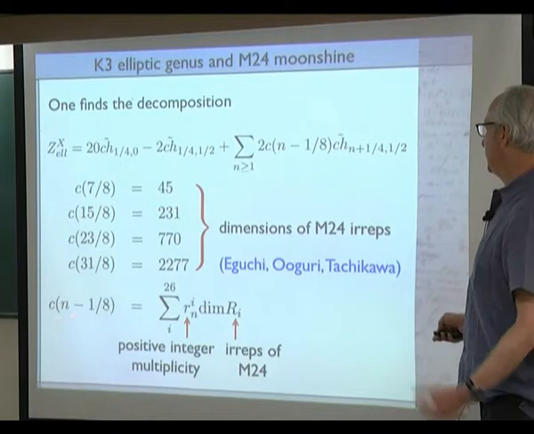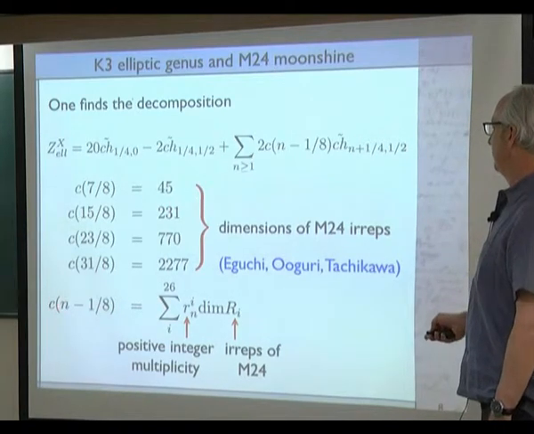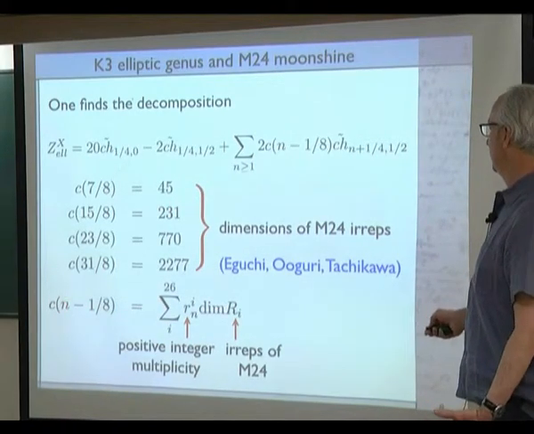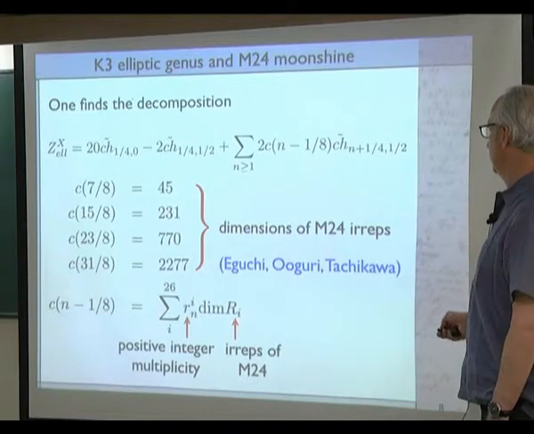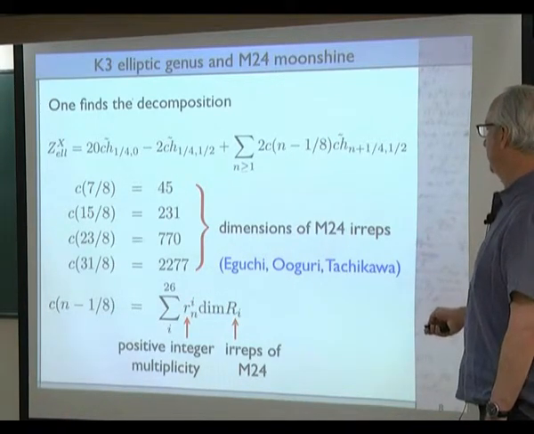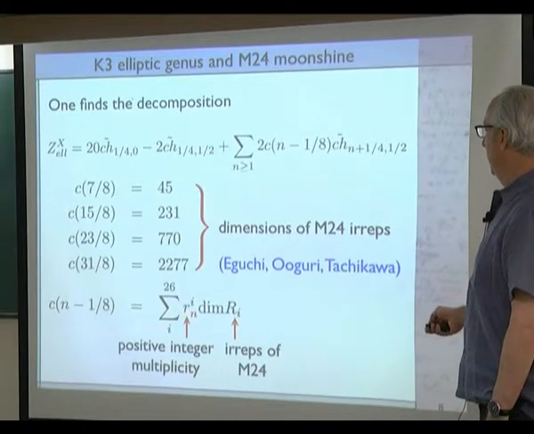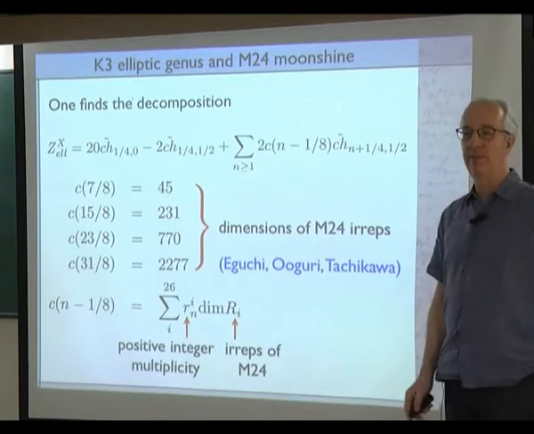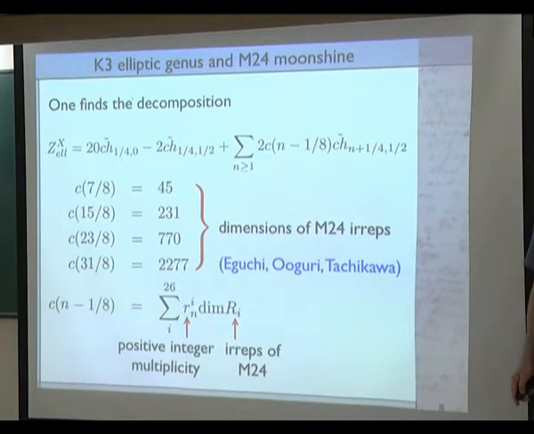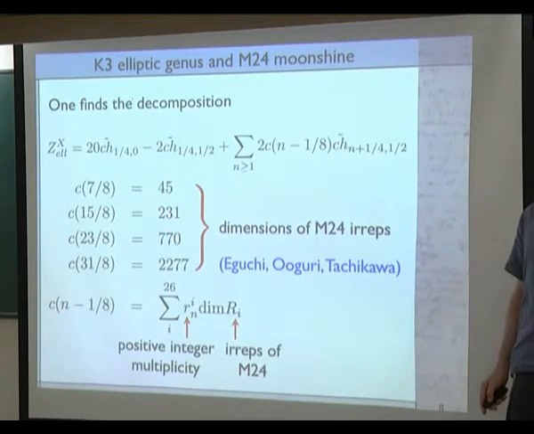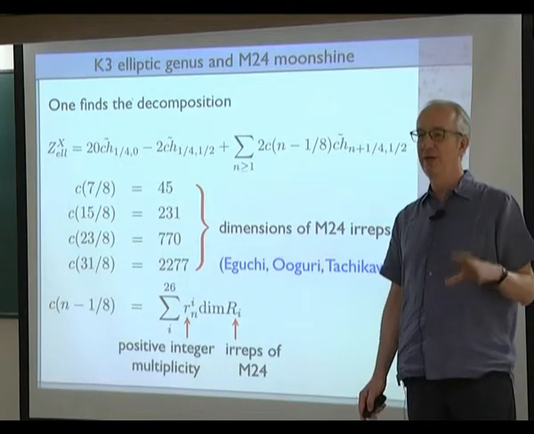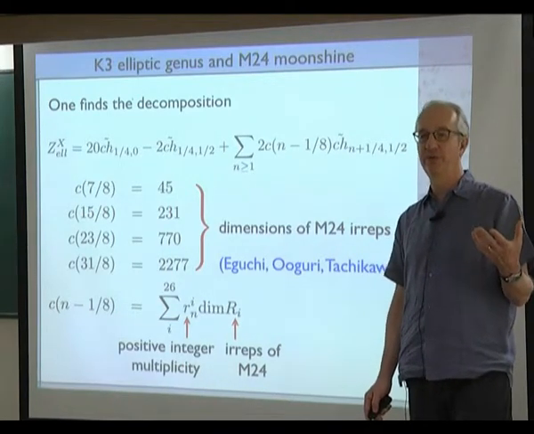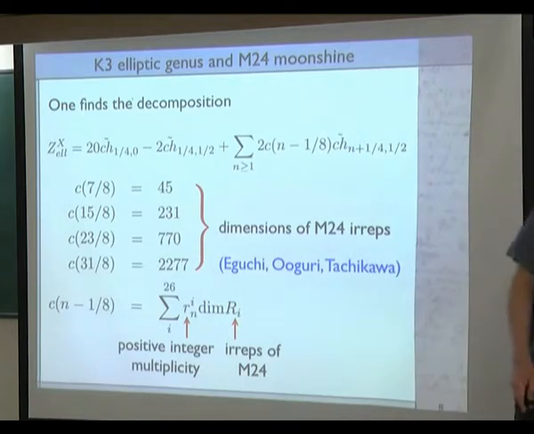So, as in this first little example I gave you, you can try to take these coefficients and decompose them into irreducible representations of M24 with some positive integer multiplicities. This is not unique without some further information, and that further information comes from the kind of procedure that I described in the first slide. You consider these twisted versions and demand that they have some modular properties.